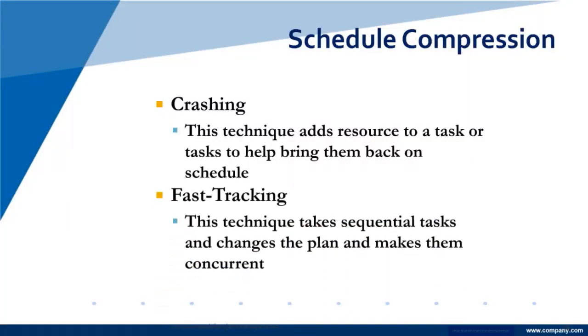Fast tracking. If you have sequential tasks that can be done concurrently. If you have two things that can be done at the same time, meaning I am building a house that has plumbing on the inside and electricity on the outside. Don't know why. That's okay. Normally, I don't have that situation, so I don't think about it. But I'm a little behind. And I realize that the plumbing's on the inside, the electricity is on the outside.